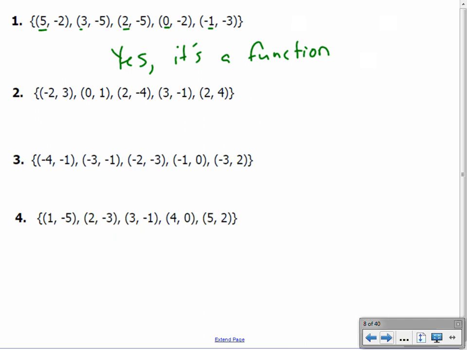Okay, for number 2, again, we're looking at those x values. Negative 2, 0, 2, 3, 2. Well, let's look here. This point has an x value of 2, and this one also does. So what we have is 2 is being matched up with a negative 4 and a positive 4. Okay, because this x value has multiple y values it's paired with, it's not a function.